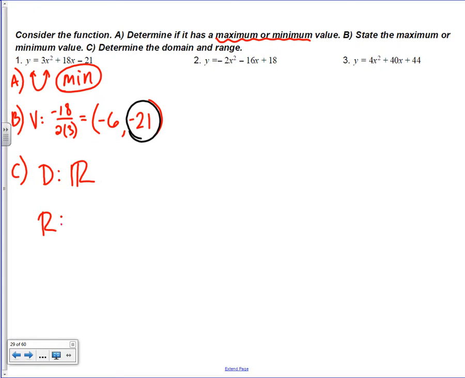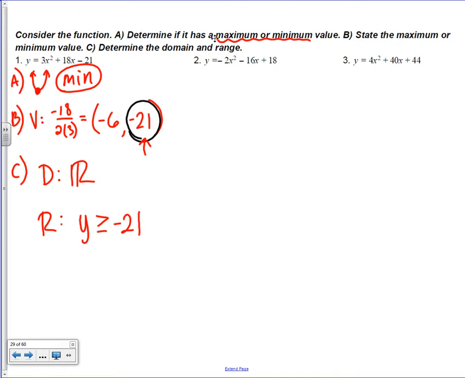Now the range, remember this thing had a minimum point right here. So that's the lowest it will ever go. And remember, that's at this negative 21 number right here, okay? So the y will always be greater than or equal to negative 21.